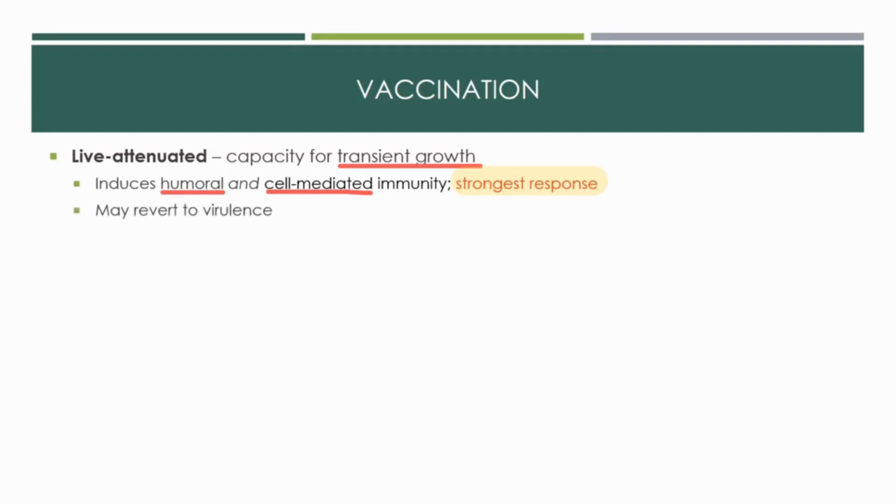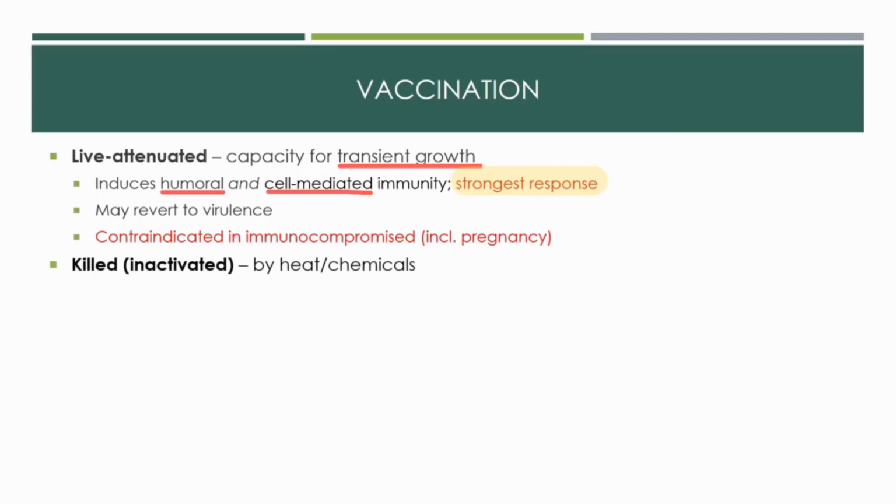The obvious downside is that we're playing with fire somewhat, and these vaccines have the greatest chance of reverting to virulence. These vaccines are therefore contraindicated in anyone even relatively immunocompromised, such as pregnant women, and the common example of a live vaccine is the MMRV for measles, mumps, rubella, and varicella. Important to note that HIV patients that have not yet progressed to AIDS and have a CD4 count above 200 can receive live vaccines.